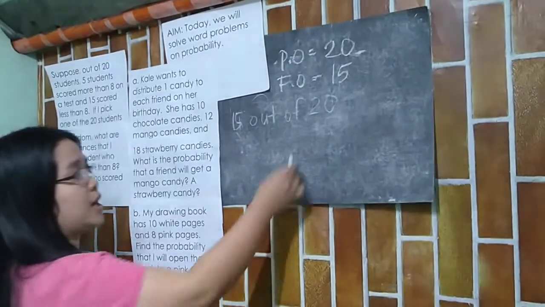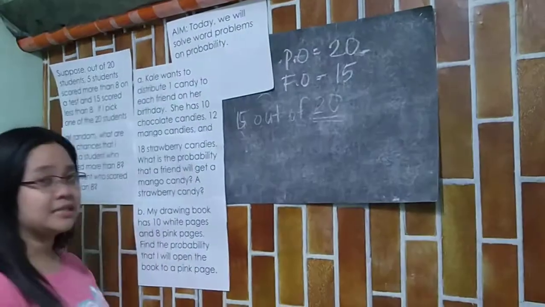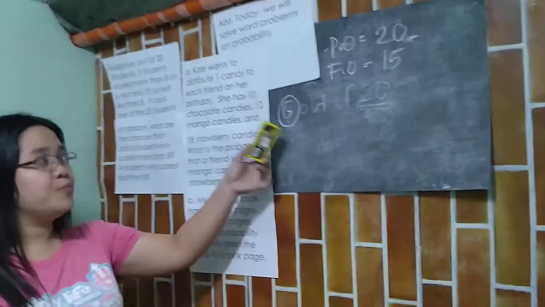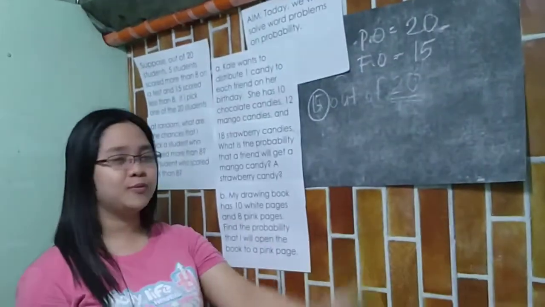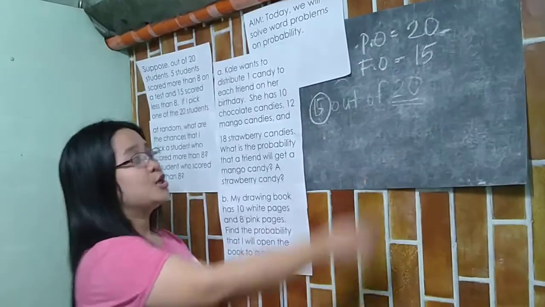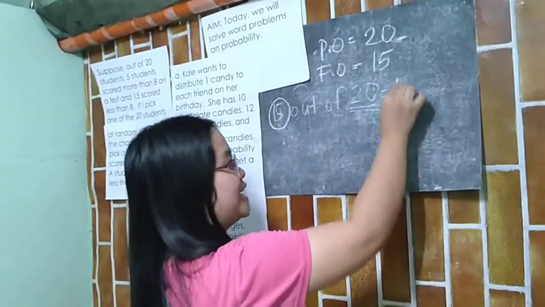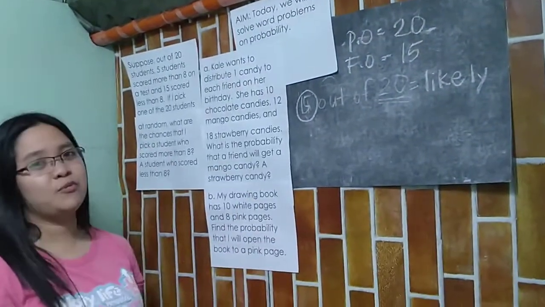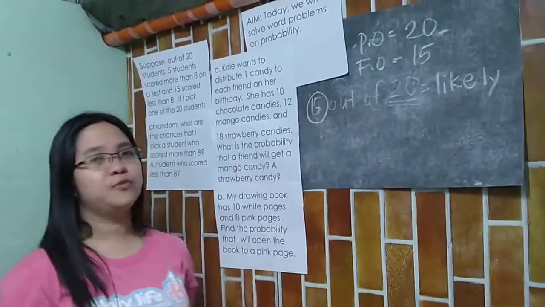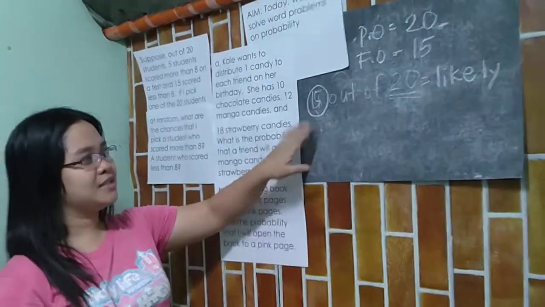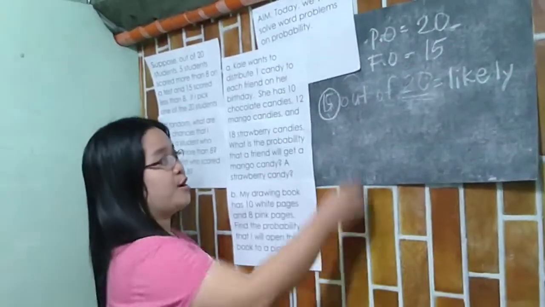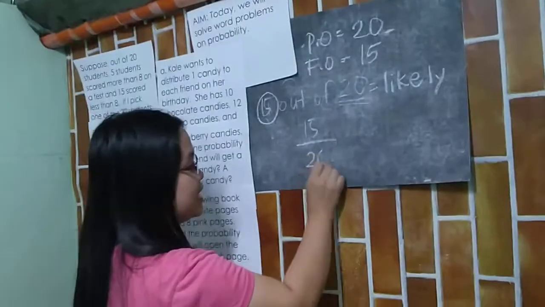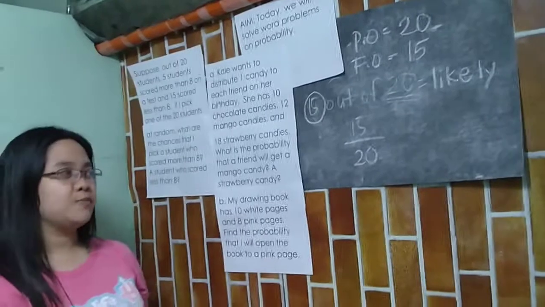So, look at this one. The half of 20 is 10, right? Our favorable outcome is 15. Is it more than or less than the half of 20? It's more than. So, the chances of this one is likely. Since 15, our favorable outcome is more than the half of 20. Now, let's express this one into numbers. 15, our favorable outcome, over 20 as our possible outcome.